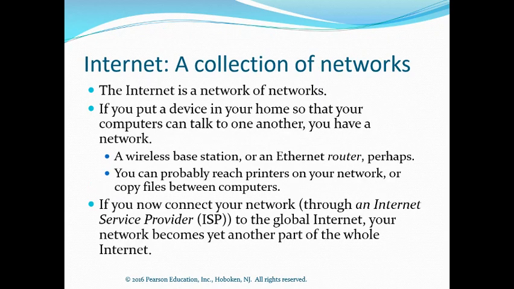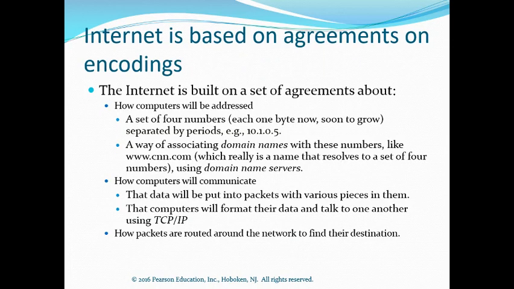An internet is a collection of networks, a network of networks. If you put a device in your home so that your computers can talk to one another, you have a network, perhaps a wireless base station or an Ethernet router. You can probably reach printers on your network or copy files between computers. If you now connect your network through an ISP to the global internet, your home network becomes part of yet another part of the internet.